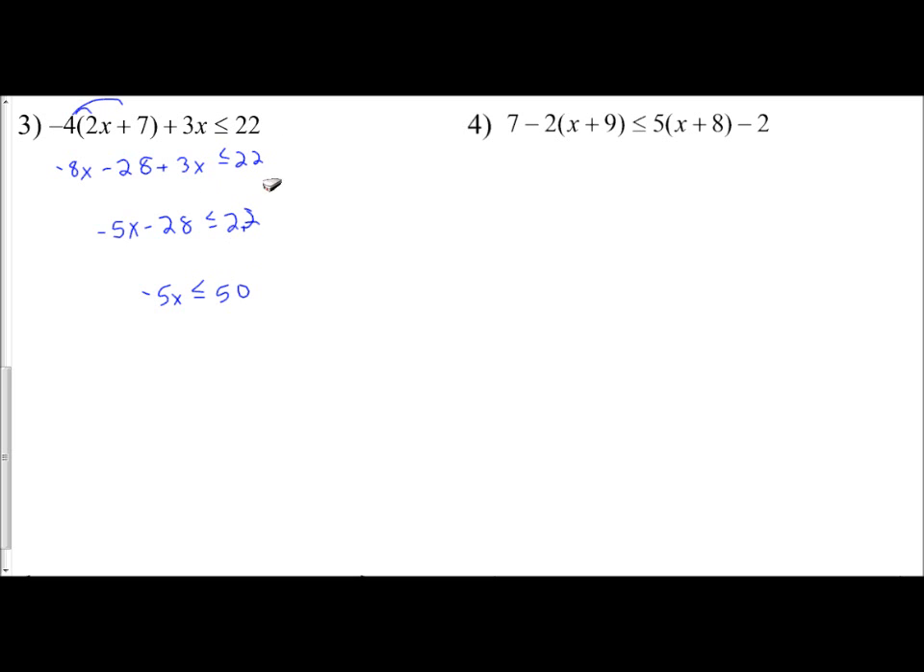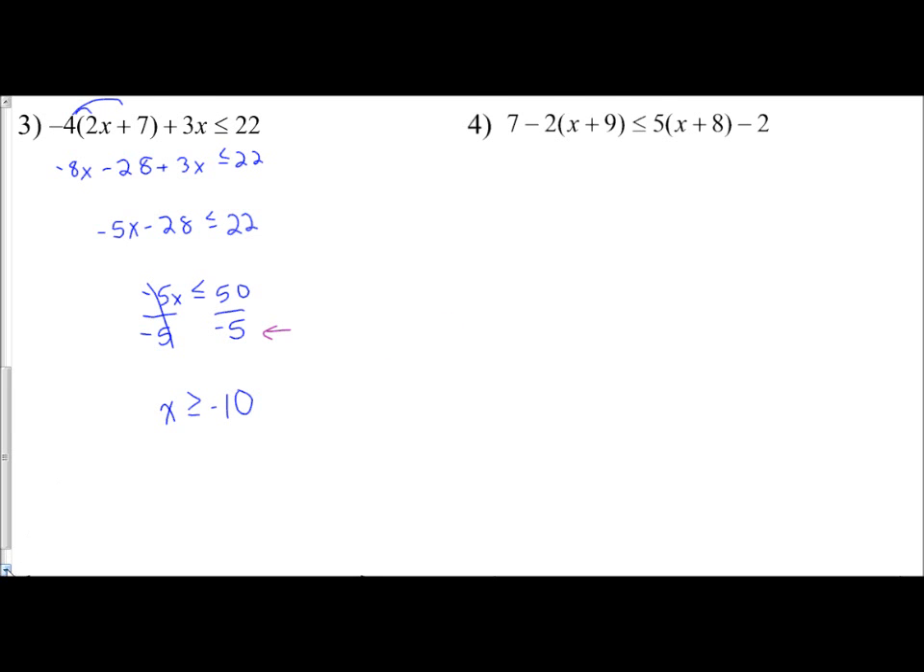Let me edit this to give me a nicer looking 22. And so now I'm going to divide the left and the right side by -5. And so that should stand out. I am dividing by a negative, which means my next line I would have to flip the inequality symbol. 50 divided by negative 5 is negative 10. So really, it's x is greater than negative 10.